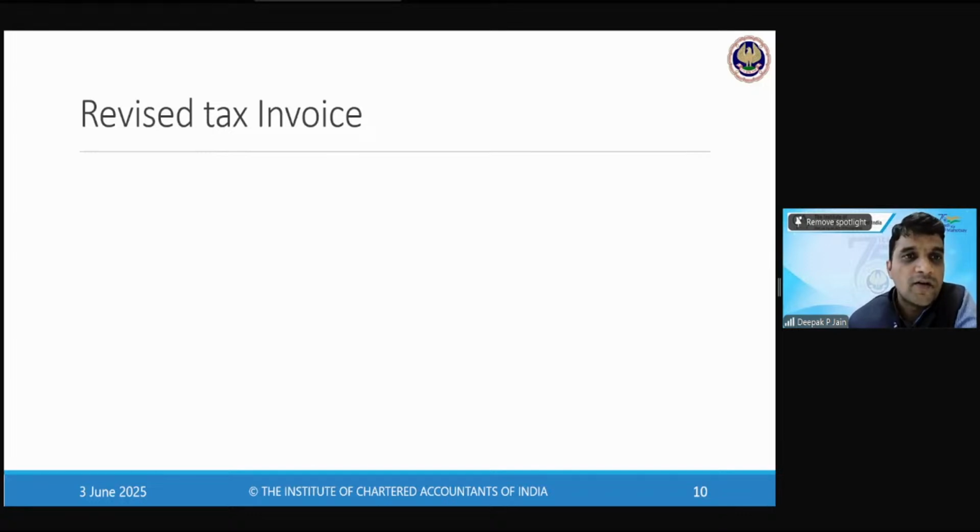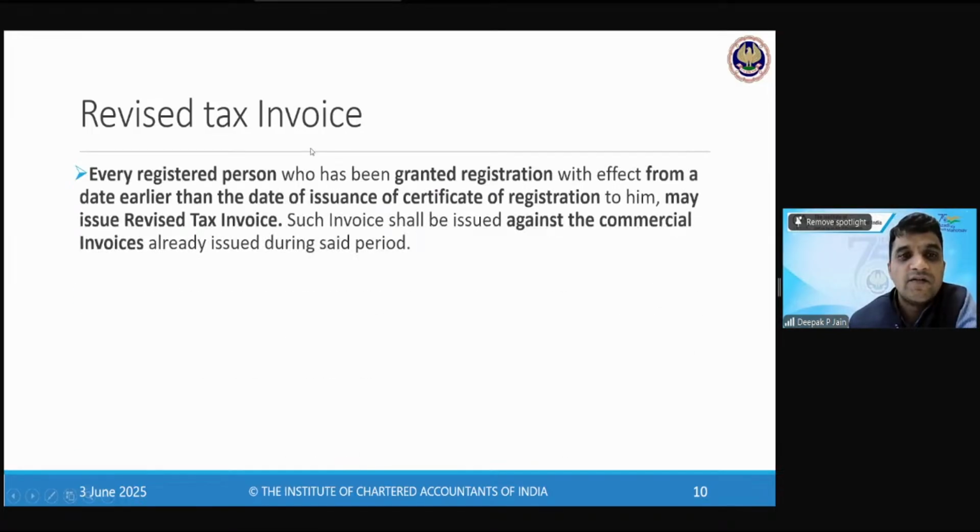So then what is this topic of revised tax invoice we are talking about? We are talking of revised tax invoice in a particular situation, where the registered person has been granted registration with effect from an early date, earlier than the date of issuance of the certificate of registration, because he applied early and now he's got the registration late. Then during that period, whatever he has supplied, only those invoices can be revised. So only in one situation is a revised tax invoice possible.